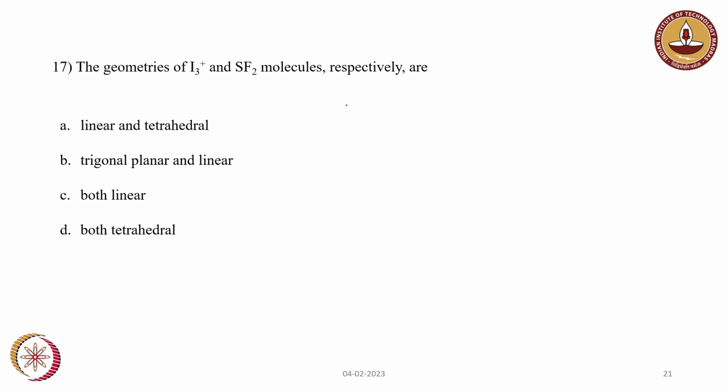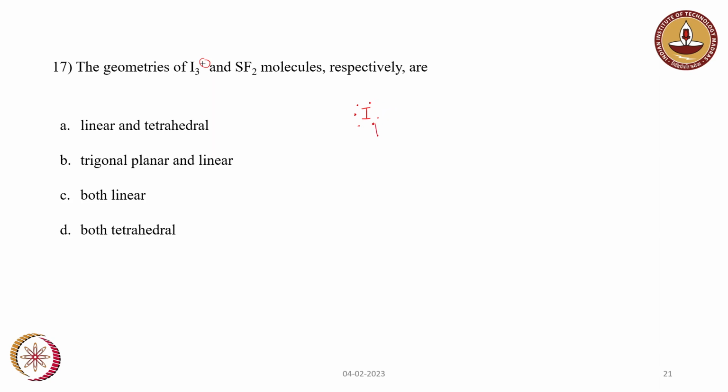So we can start with I3+. Iodine is the central atom, and it has 7 valence electrons, but it is given that there is a positive charge. So we can include that positive charge on the central atom, and it will become 6 valence electrons. From 7 valence electrons, if we add 1 positive charge, that is, if we remove 1 electron, there will be 6 valence electrons.